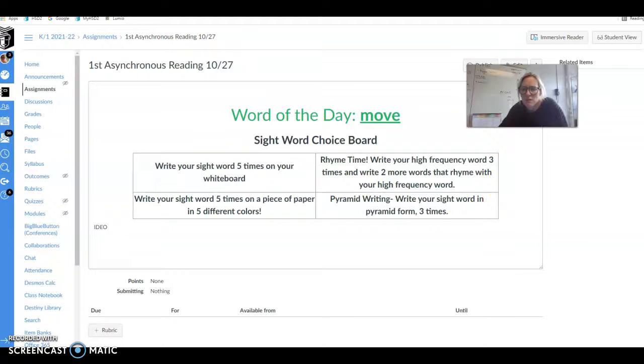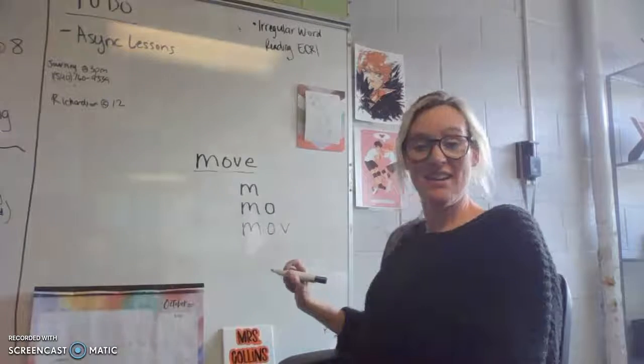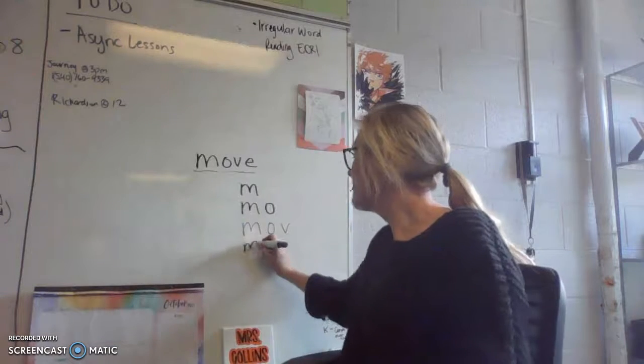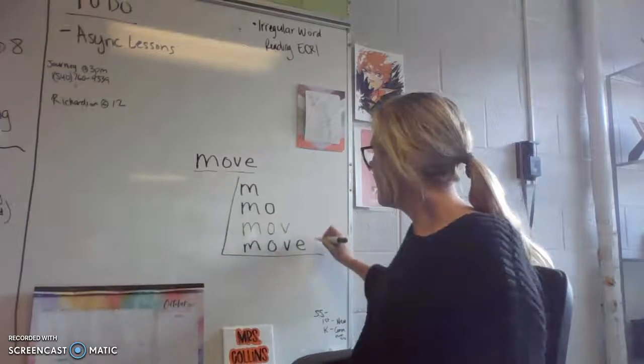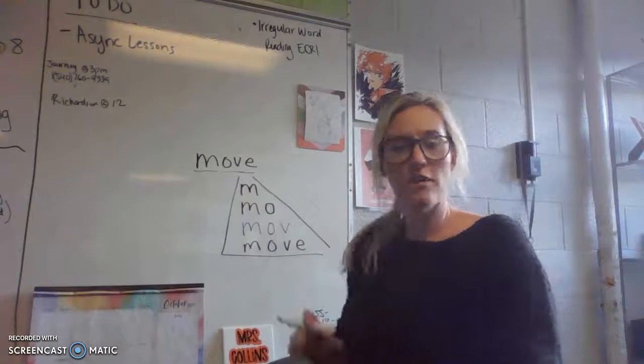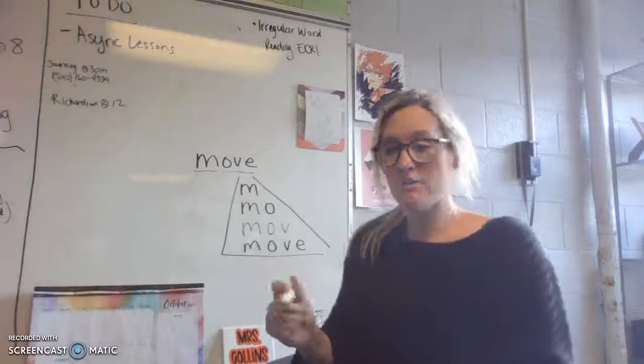Oh my gosh, let me make this bigger for you. I'm so sorry. There we go. There you can see it. M-O-V. And then I add my 4th letter, M-O-V-E. And look, at the end of it, it makes kind of a triangle, but it's a pyramid as you add each letter. I'm going to do that 3 times. So let me show you again.